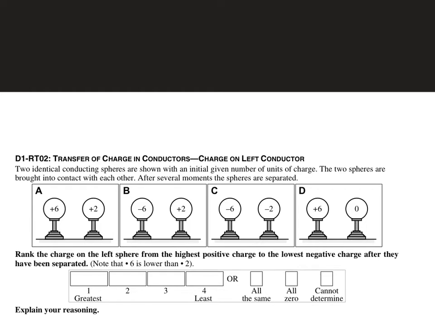So the ranking: what's the average of A? +4. The average of B is -2. The average of C is -4. And the average of D is +3. So you have your ranking: A, D, B, C.